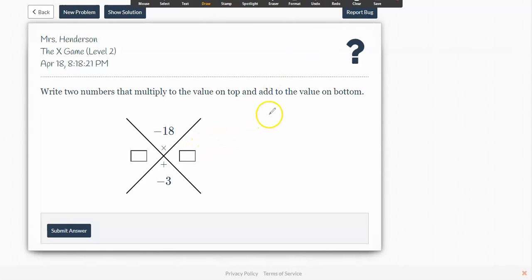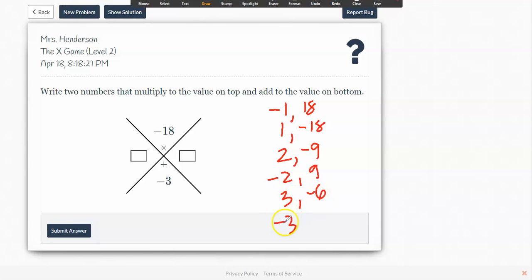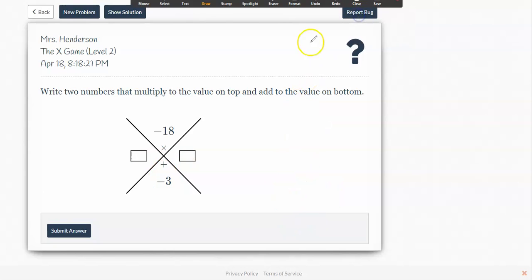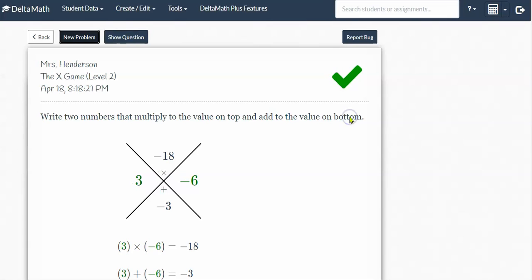So I've got to think of two numbers that multiply to 18. So 1 and 18, 2 and 9, negative 2 and 9, 3 and negative 6, negative 3 and 6, right? So this is what's going on in my head right now. But then I have to pick the factors that would add to negative 3. And that would be this one. So the answers go here, 3 and negative 6. So 3 and negative 6 are the answers to this X game. So type in here 3, type in here negative 6. And you submit your answer.